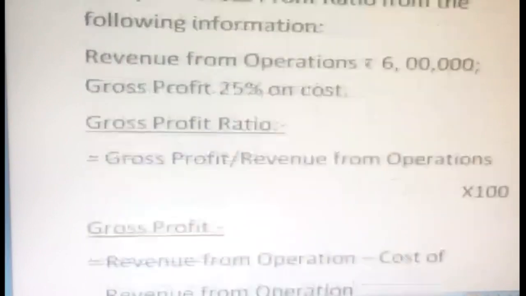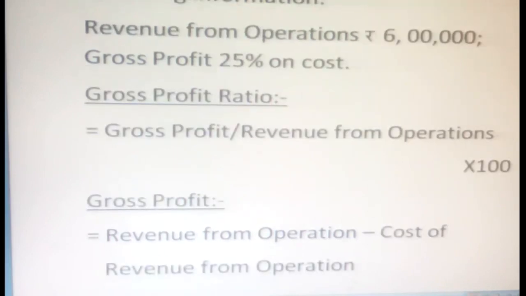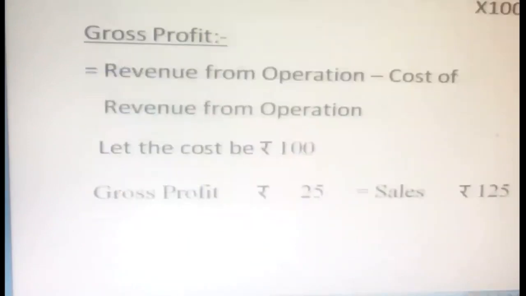So we are going to calculate gross profit now. How to calculate it? Revenue from operations minus cost of revenue from operations. That is the substitution of the formula from the available information. Here they have given gross profit 25% on cost, but the available information is revenue from operations, not the cost of revenue from operations. That's what we're going to discuss now: how to calculate cost of revenue from operations. Let cost be 100, then gross profit is nothing but 25. So naturally our sales is 100 plus 25, 125.